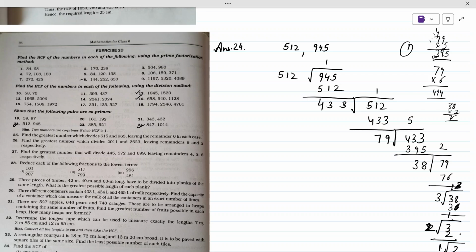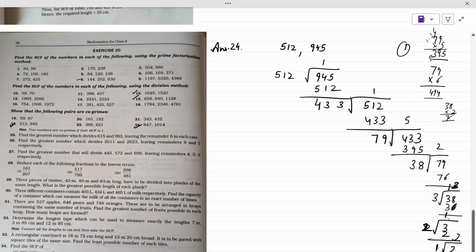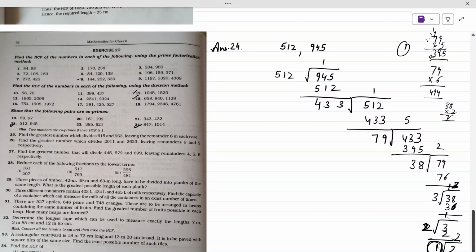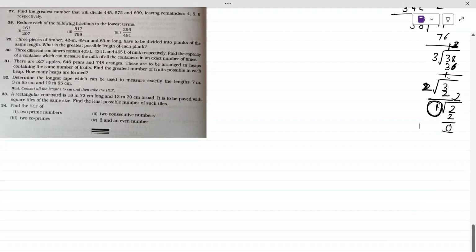Now with this 1 again we have to divide 2. So 1 multiplied by 2 will give us 2. That means after that we will get the remainder as 0. That means the only common number here is 1. Right? We have only 1 as the common number here. In a similar way, kids, we have to do the other question, 847 and 1014.